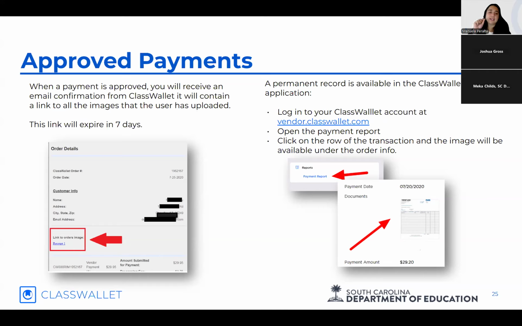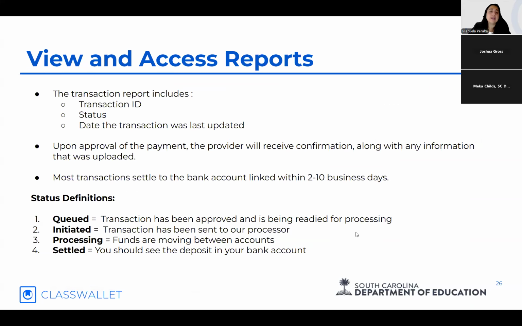You'll see a button that says Payment Report on the Reports tile in your account, and there you'll be able to see that information. A couple different things that payment report includes: the student name and a PO number. That PO number is a ClassWallet generated PO number that the family has visibility to, and the state also has visibility to, and you as the service provider also have visibility to it. You'll also be able to see the status of the payment being settled into your bank account.